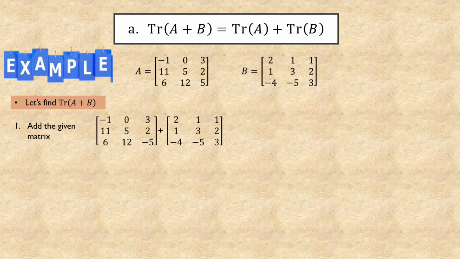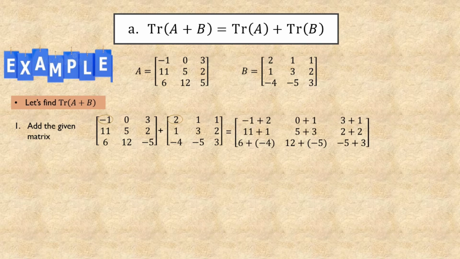So matrix A plus B is equal to negative 1 plus 2, 0 plus 1, 3 plus 1, 11 plus 1, 5 plus 3, 2 plus 2, 6 plus negative 4, 12 plus negative 5, and 5 plus 3, which is equal to matrix 1, 1, 4, 12, 8, 4, 2, 7, 2.